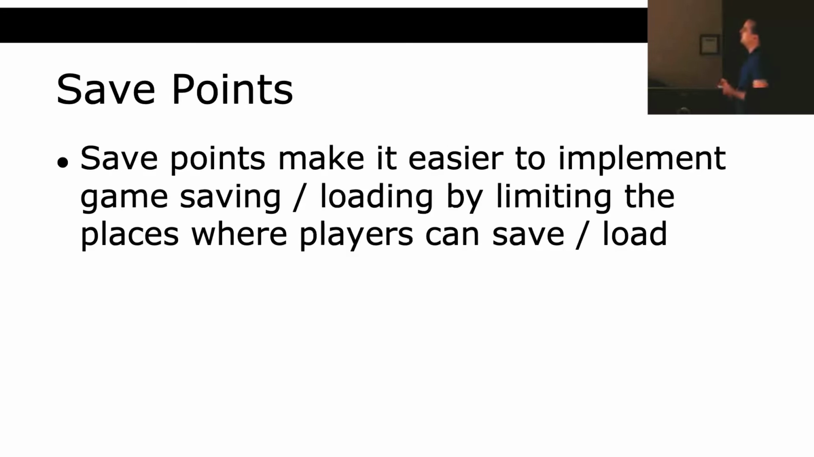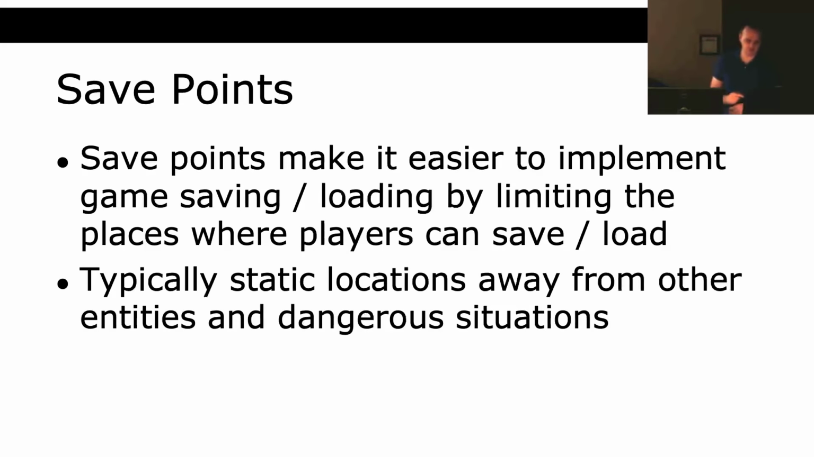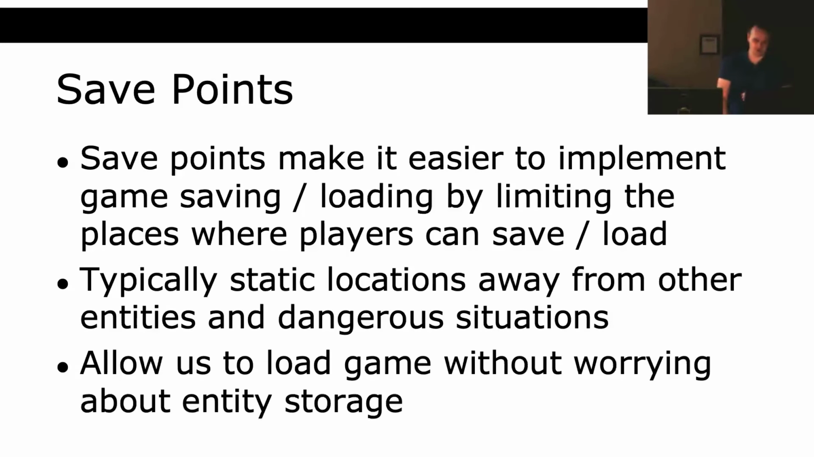So another type of saving is called a save point. What a save point does is it makes it easier to implement game saving and loading by limiting the places where players can save and load. So these are typically static locations that you have specifically chosen to be away from other entities, dangerous situations, etc. There are old school examples of this that I'll show, and also newer school examples. And this allows us to save the game without worrying about things like entity storage. So what do I mean by this?